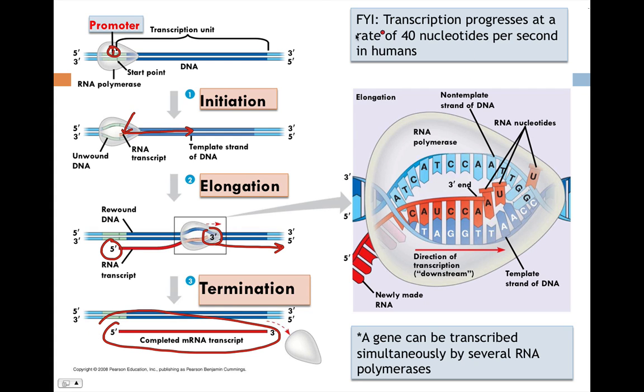Up here I just put a couple of interesting facts about how amazing the machine is. Transcription progresses at a rate of 40 nucleotides per second in humans. That's extremely fast. So 40 of these nitrogenous bases, the nucleotides that are adding, are going on per second all the time in every cell of your body.